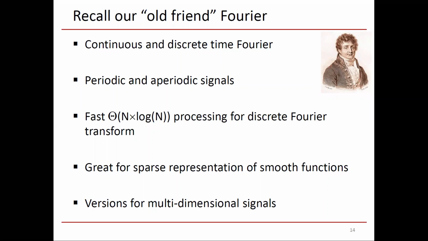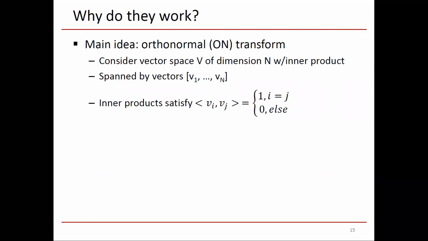Having a fast transform, which replaced a theta of n squared brute force approach, is great for sparse representation of smooth functions. And as you can imagine, there are versions of the Fourier transform for multidimensional signals. As I mentioned earlier, there are separable transforms. But once again, there are other types of transforms too. And this gives rise to the question, why do these transforms work well? The main idea is an orthonormal transform.